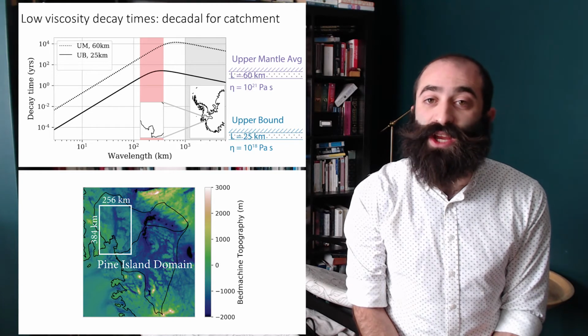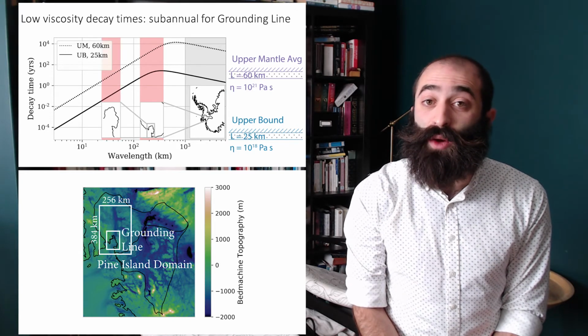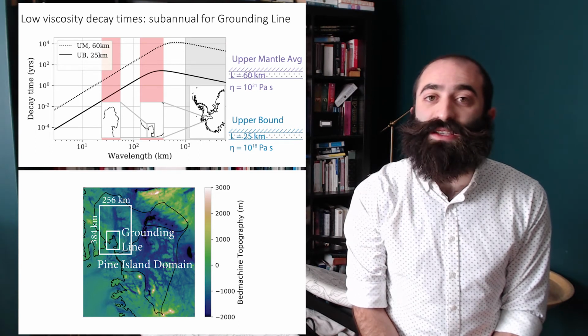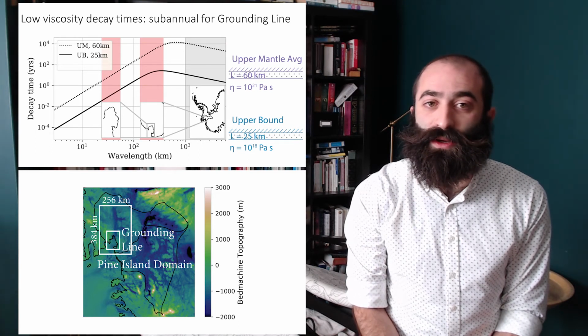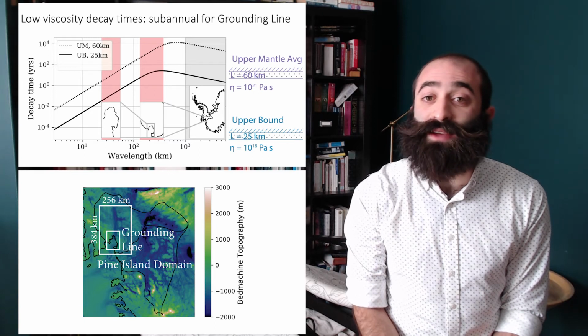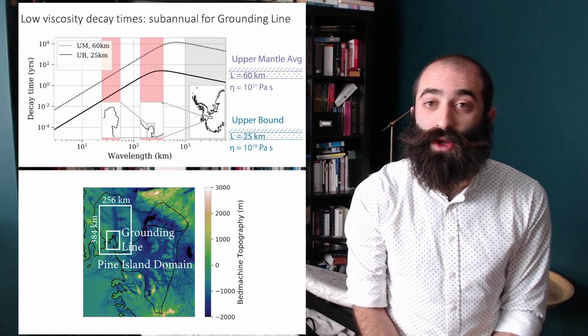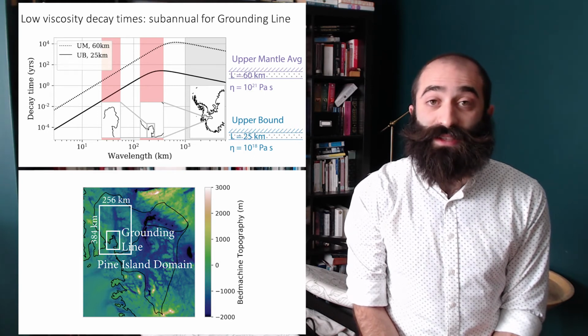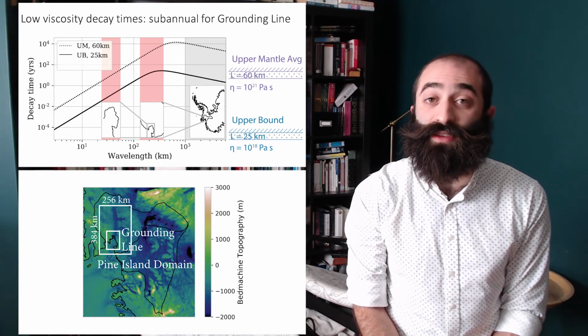So for ice mass changes about the size of the grounding line, which is where most of the action happens, shown in the left red bar, the response is subannual for the UB rheology. For ice changes with length scales greater than about 1,000 kilometers, though, shown in the gray bar, the flat Earth approximation begins to break down as the curvature and the self-gravitation of the Earth begin to matter.